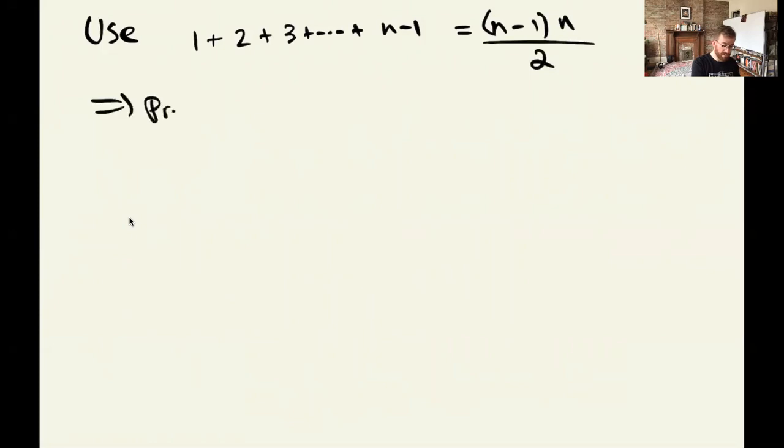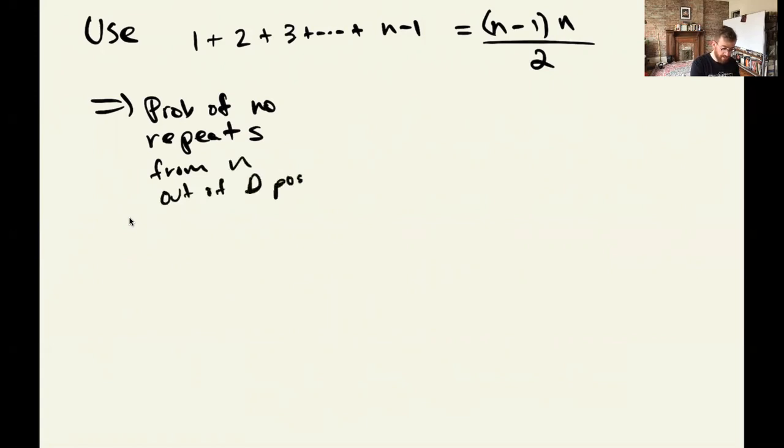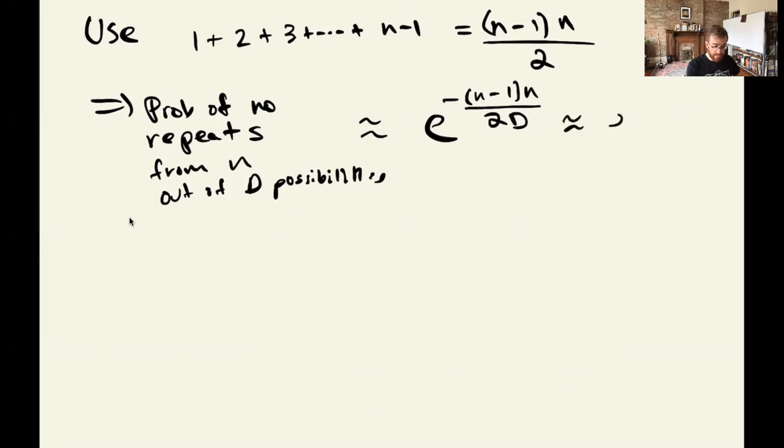And so what that tells me is that the probability of no repeated birthdays, no repeats, from n out of d possibilities, is well approximated by e to the minus n minus 1 times n divided by 2 times d. And then indeed, sometimes we just go ahead and approximate this further to say this is the same thing as e to the minus n squared divided by 2d. So this is a really handy approximation because we can just plug in our values for n and d to get estimations of the probability of no common birthdays.